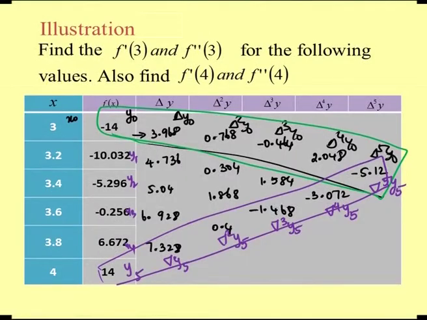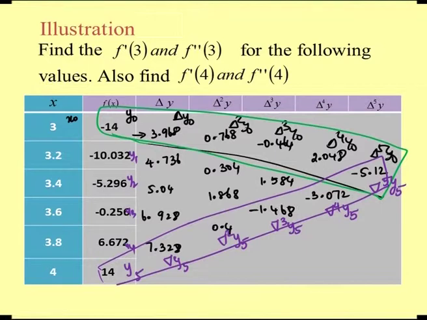Let us see this problem. Find f dash of 3 and f double dash of 3, that is the first derivative and the second derivative, for the following set of values. X values are given to be equal to 3, 3.2, 3.4, 3.6, 3.8 and 4, and f of x is minus 14, minus 10 point like that.